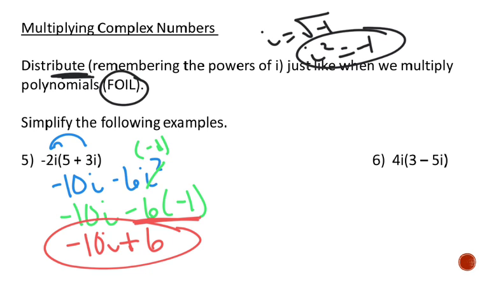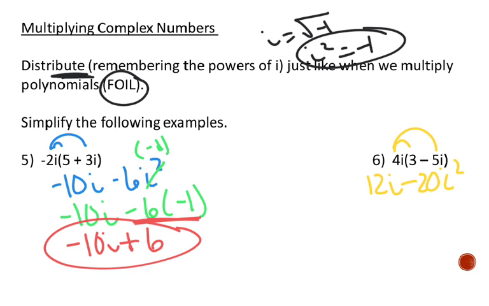So similar on number 6, we have 4i times the quantity of 3 minus 5i. So we'll distribute. So 4i times 3 is 12i. 4i times negative 5i. So 4 times negative 5 is negative 20. i times i is i squared. So you're just using i like you would any other variable.